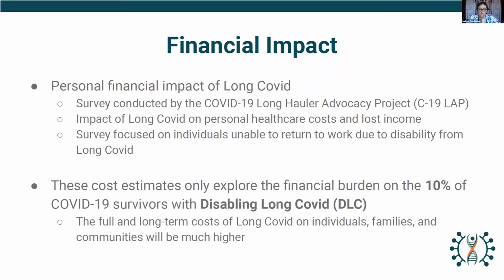So given these prevalence numbers, in our white paper, we took a first crack at trying to estimate the financial burden that this widespread disability is causing on a state level. And in order to calculate this, we used data that had been collected by the COVID-19 Long Hauler Advocacy Project that looked at the personal healthcare costs and lost income being experienced by people who had become severely disabled by long COVID and were no longer able to work at their full capacity.